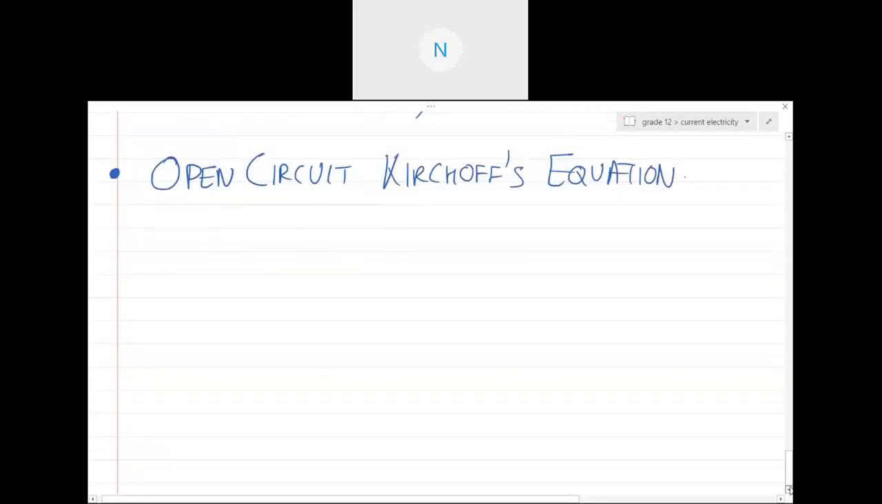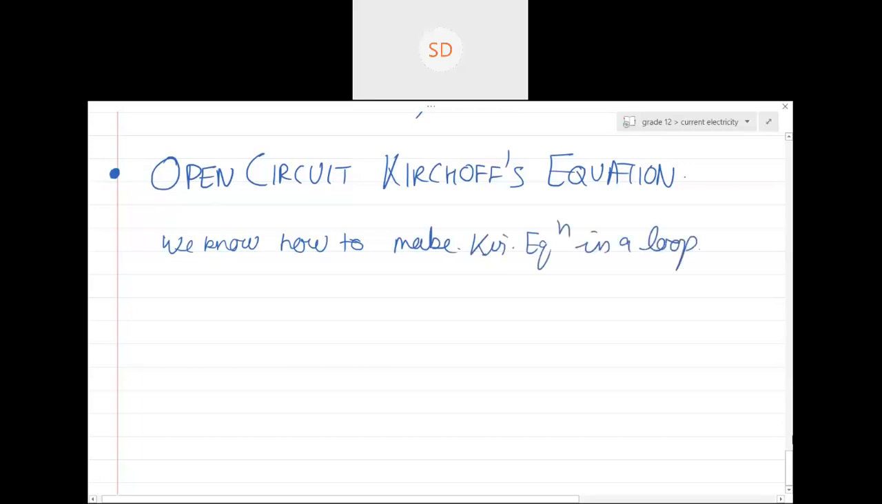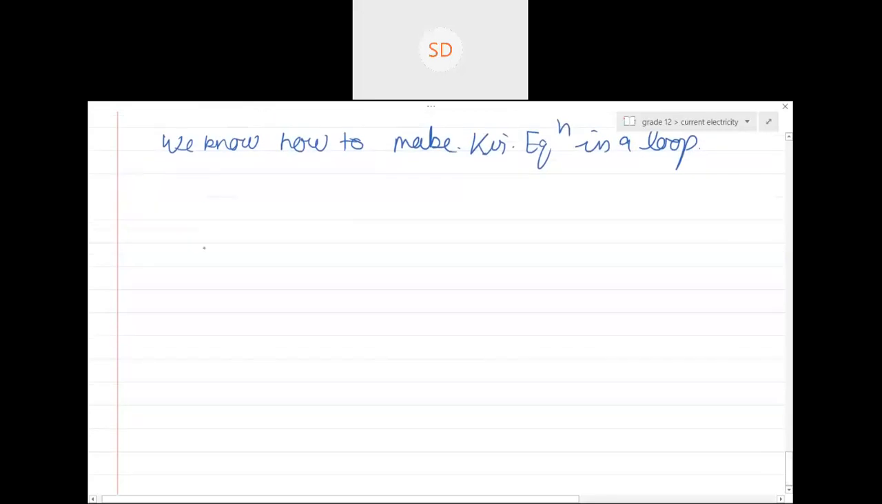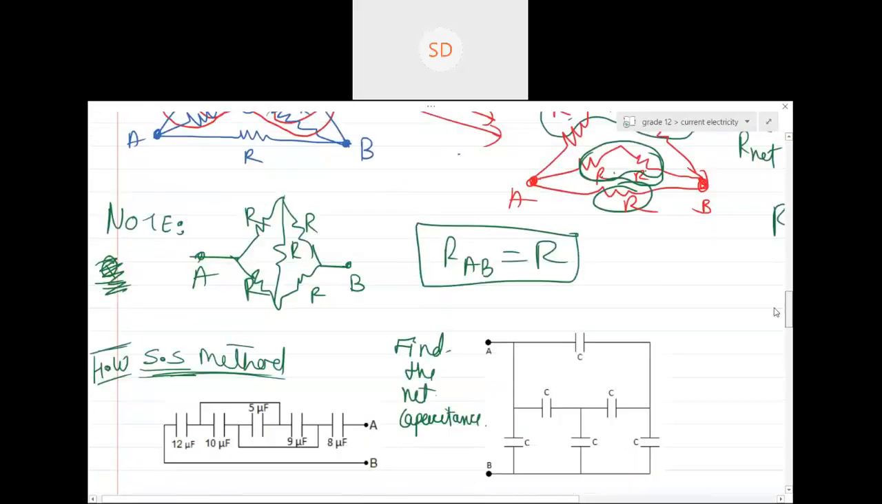Just see the pattern, guys. What is changed over here? Do you know how to make the Kirchhoff's equation for a loop, right? Yes, sir. So there is a slight alteration. Make Kirchhoff's equation in a loop. Slight alterations, and your question will be done. For example, can I take any question from the previous lectures?